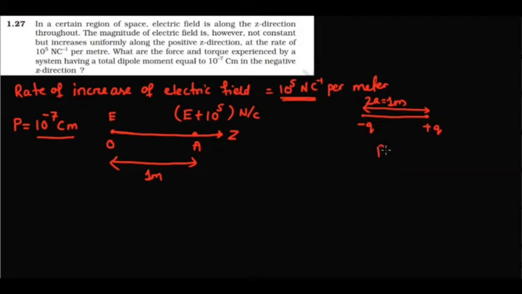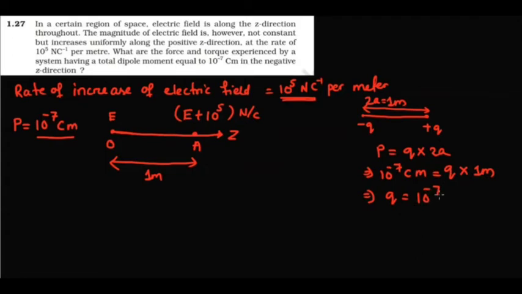We know that P equals Q into 2a. P is given as 10 to the power minus 7 coulomb meter, which is equal to Q into 2a, and 2a is 1 meter. So what will be the value of Q? Q will be equal to 10 to the power minus 7 coulomb. So this is the magnitude of the charge in the dipole.